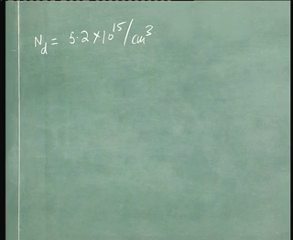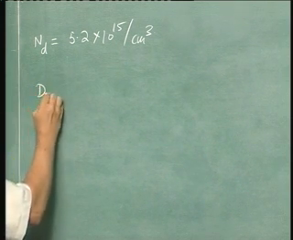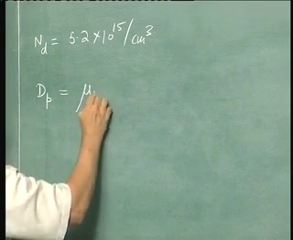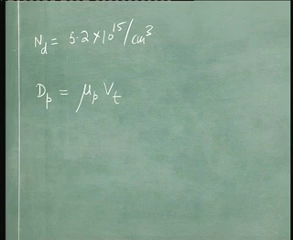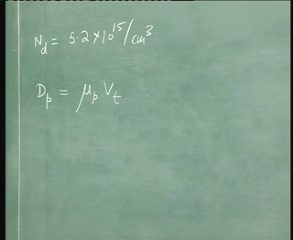Now next you need to find out the diffusion coefficient of holes. To find out the diffusion coefficient of holes, that is Dp, you can use the Einstein relation, mu p into thermal voltage Vt. So you need to know mu p.